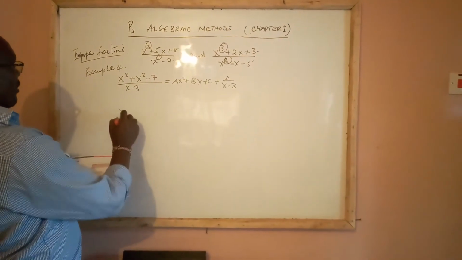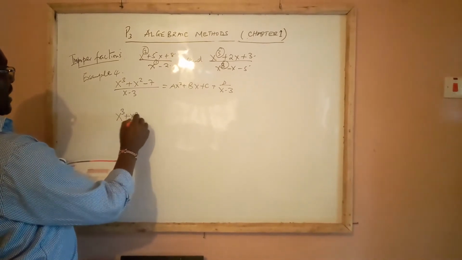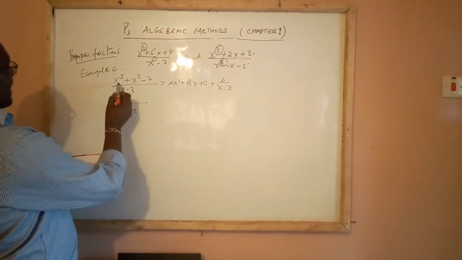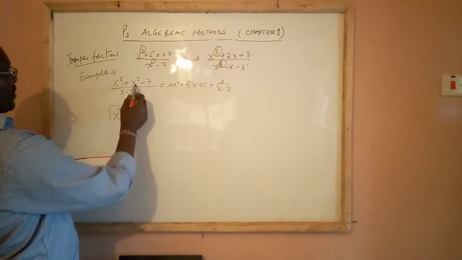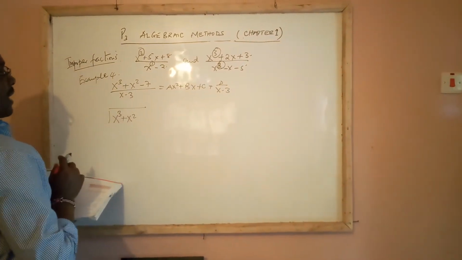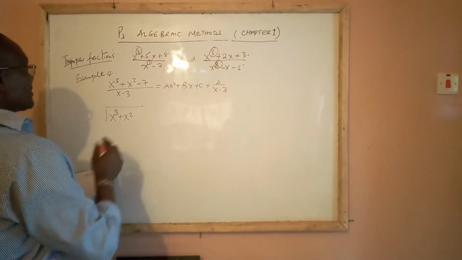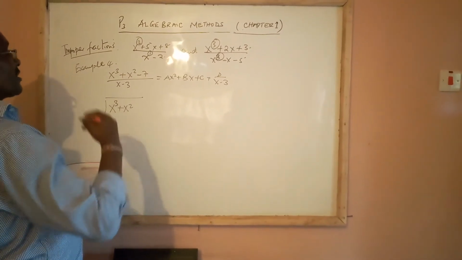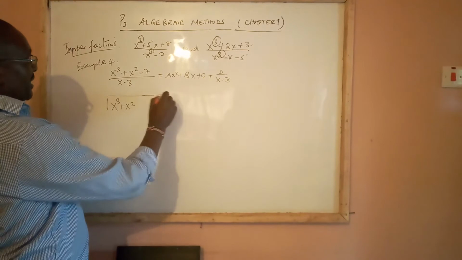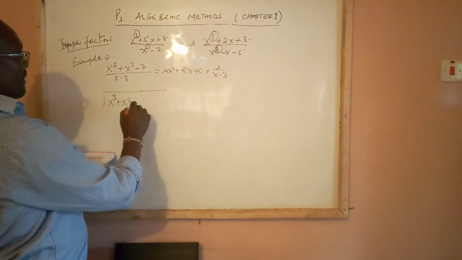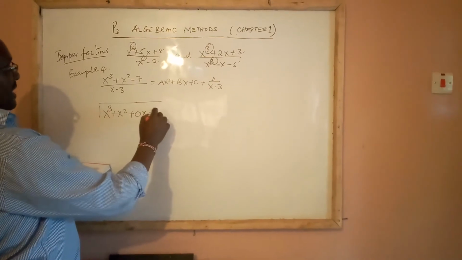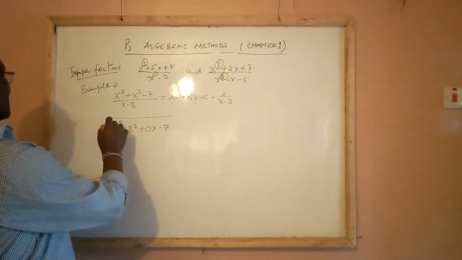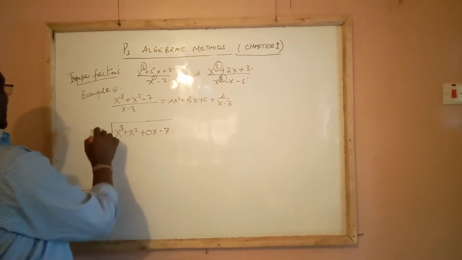We just want to use the long method. So x cubed plus x squared minus 7. Please note that the highest power of x is 3, followed by 2. There is no x raised to power 1. And if you want to be systematic in the division, we must include it. So plus 0x minus 7. Plus 0x means nothing. We've just put it there for systematic division. Divide by x minus 3.